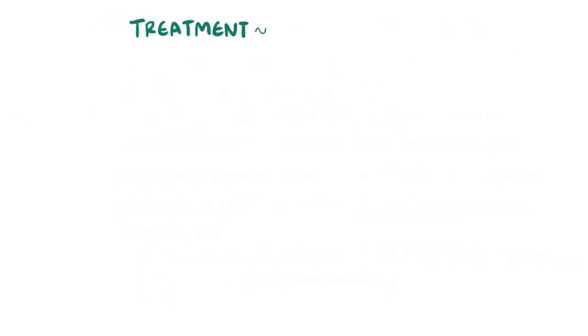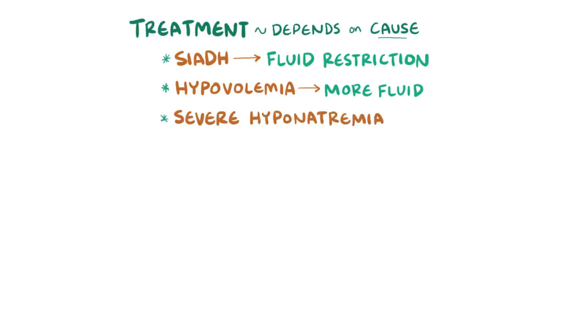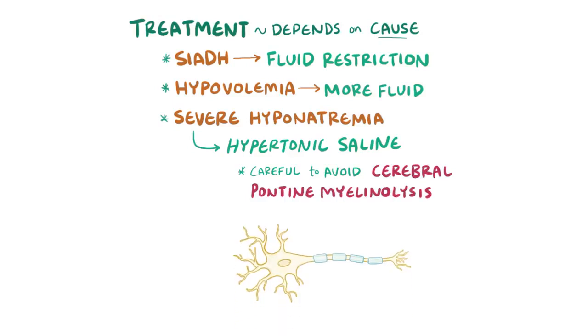Treatment of hyponatremia depends on the underlying cause. In patients with SIADH, fluid restriction is generally first-line therapy. On the other hand, if patients are hypovolemic, giving more fluid can be helpful. Generally speaking, for severe hyponatremia, it's important to give hypertonic saline, but this has to be done really carefully to avoid complications like cerebral pontine myelinolysis, which is where there's a loss of myelin in the pons, a structure in the brain, and this is due to rapid shifts in sodium and water.